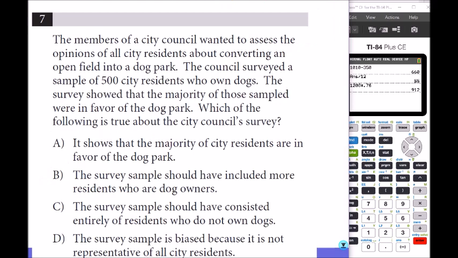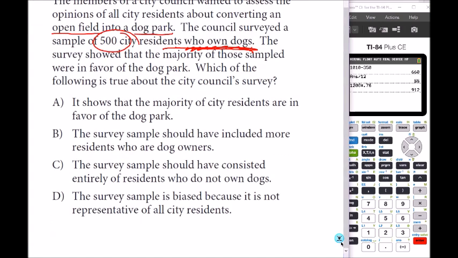Number 7: the members of the city council wanted to assess the opinions of all city residents about converting an open field into a dog park. The council surveyed a sample of 50 city residents who own dogs. The survey showed that the majority of those in the sample were in favor of the dog park. Which of the following is true about the city council survey? The thing is, not everyone owns a dog, so it's biased because they only surveyed the ones who have a dog, so they will most likely say yes, right?